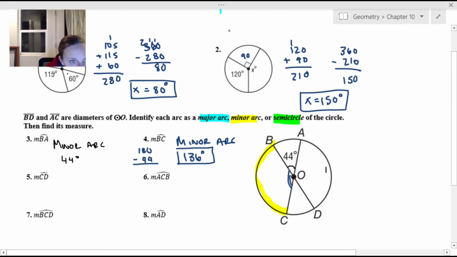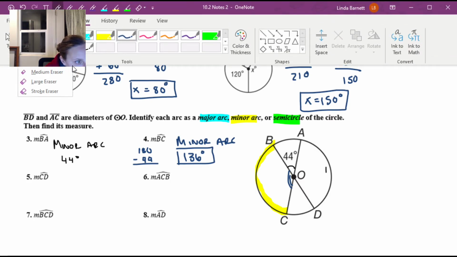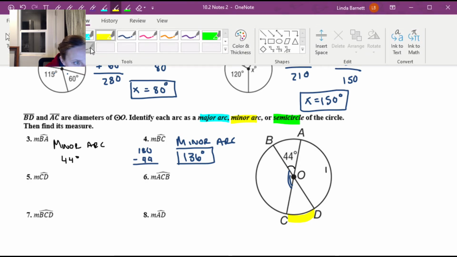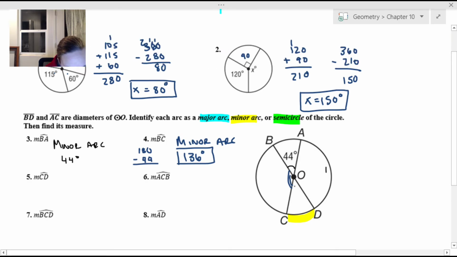CD is another minor arc. So we're asking about this one though. These two angles right here, let's not forget what we already know. If this one's 44 degrees, this one's also going to be 44 degrees because they're vertical angles. So CD is also 44 degrees, and it's also a minor arc.